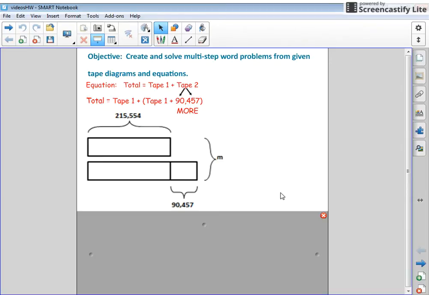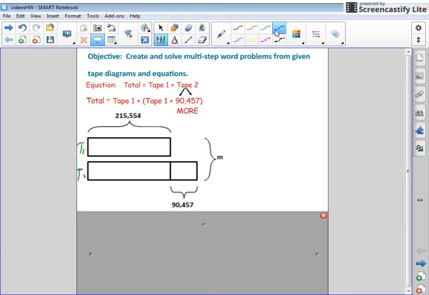Okay, so today's objective is to create and solve multi-step word problems from given tape diagrams and equations. So if we look at both our equation and our tape diagram, we can kind of figure out what's known and what isn't known here. The tape diagram has two pieces of tape, so it tells us that this is a comparative model. So I'm going to label tape 1 T1 and the second tape T2.